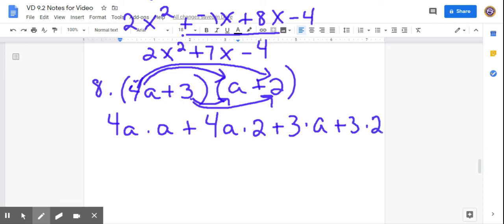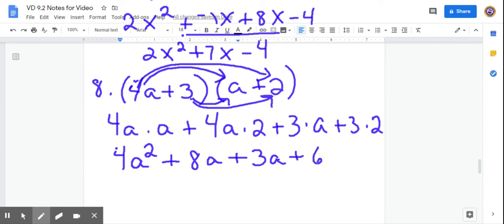Now simplify. 4 times 1 is 4. Keep the base a, add your exponents. 1 and 1 is 2. Plus 4 times 2 is 8a. Plus 3 times a is 3a. And 3 times 2 is 6. Again, we look for like terms. Like I said, 95% of the time, the two in the middle are going to be like. So you write down your 4a squared, add your like terms, 8 and 3 is 11, and your 6.